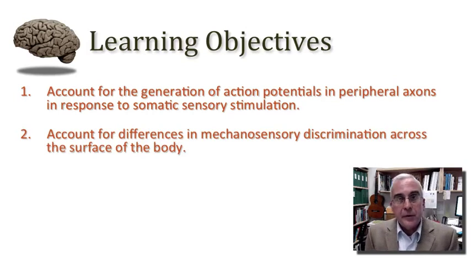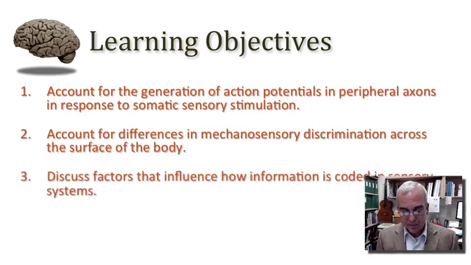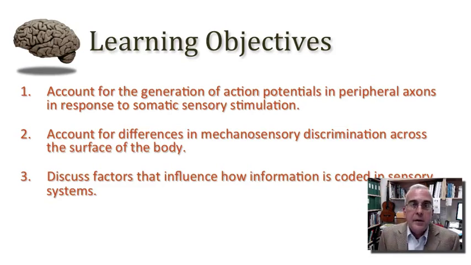I want you to be able to account for differences in mechanosensory discrimination across the surface of the body. Again, we're going to take somatic sensation as our model paradigm, but the basic principles will apply to our other sensory systems as well. And I want to consider, in fairly general and broad terms, how information is coded in the nervous system. So I hope that you'd be able to have a discussion of the important factors that influence information coding.